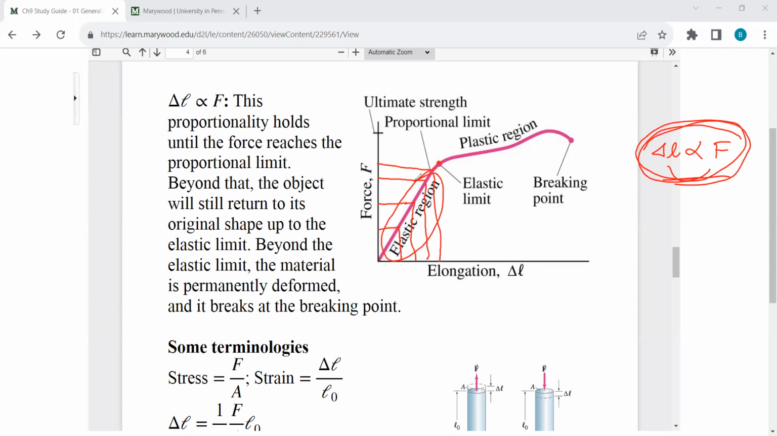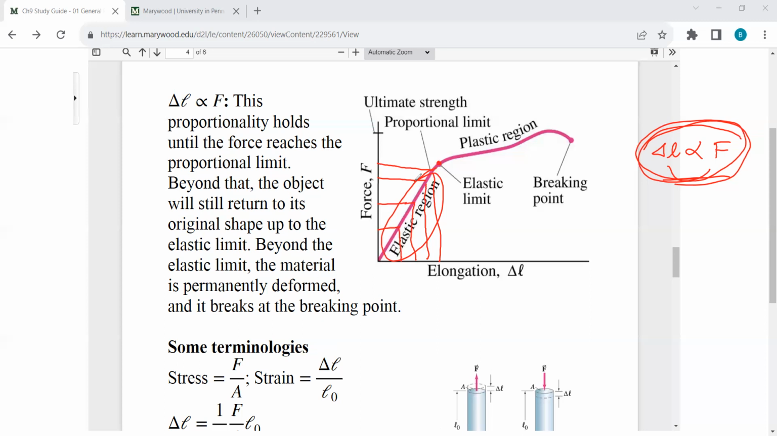Now when you reach the elastic limit, and then if you keep adding force, you will see that there is some extension. But when you pass that elastic limit, if you remove the force, it will not go back to its original equilibrium position. So the object goes back to its original position only if it is within the elastic region.